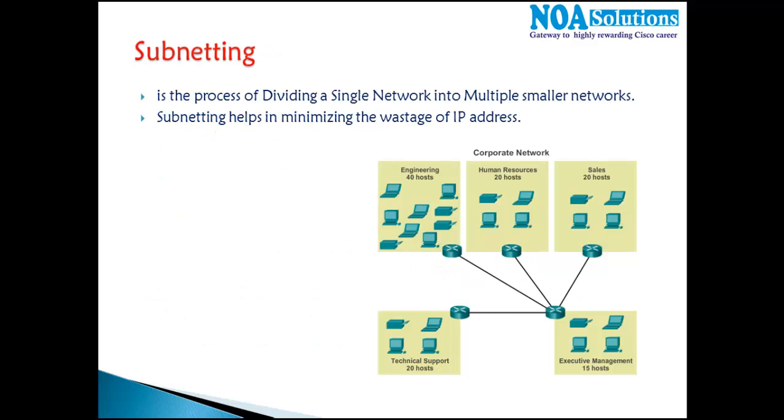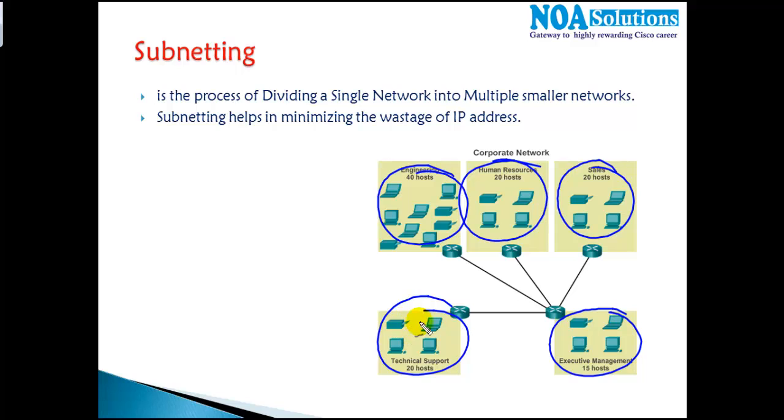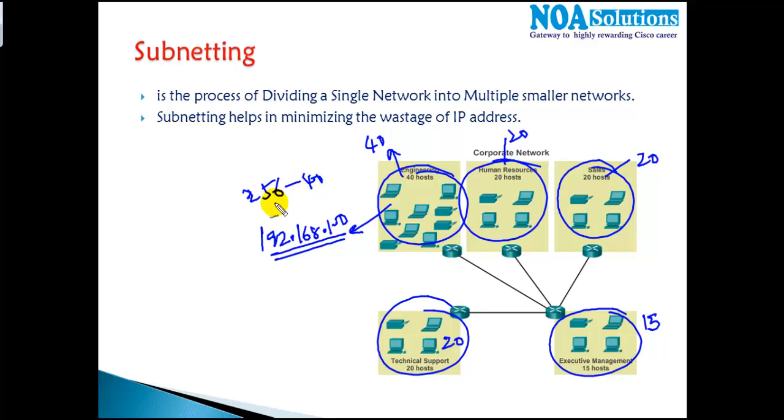You can take the example here: you have a branch office in one location, and another location, and these are all different locations. Each location will have different numbers of users, like 40 users here, 20 here, 20 here, 15 here, and 20 here. If you only have 40 users, using one complete C-class network in one location is not a good thing, because you get 256 addresses, and you use only 40.